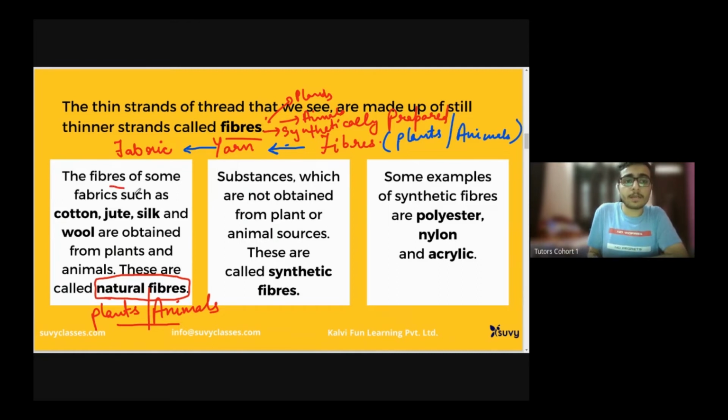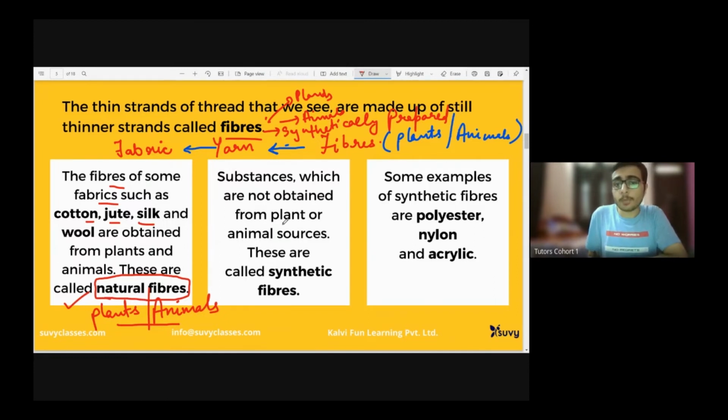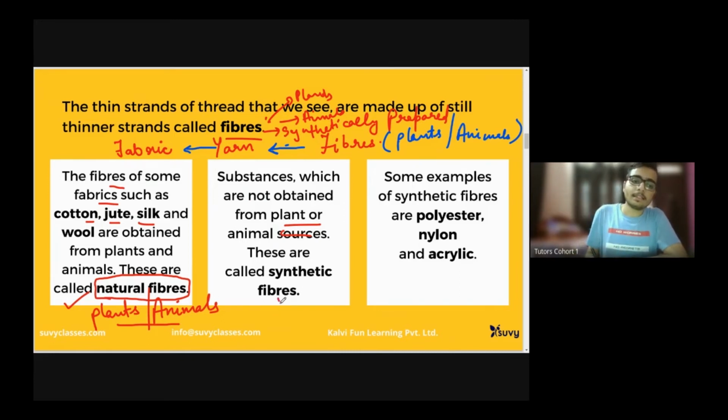The fibers of some fabrics such as cotton taken from the cotton plant, jute taken from the jute plant, silk taken from silkworm, wool taken from sheep are obtained from plants and animals. These are called natural fibers. Substances which are not obtained from plants or animal sources, as I said, are prepared in labs, then small industry, then larger industries, and are known as synthetic fibers. A few examples that you all should know very well of synthetic fibers are polyester, nylon, and acrylic.